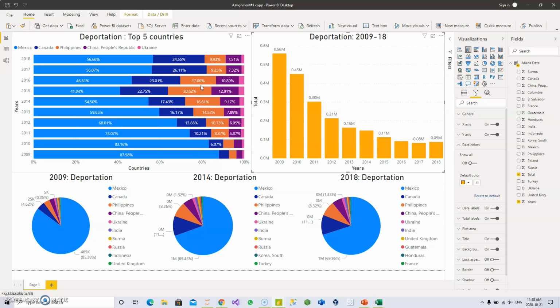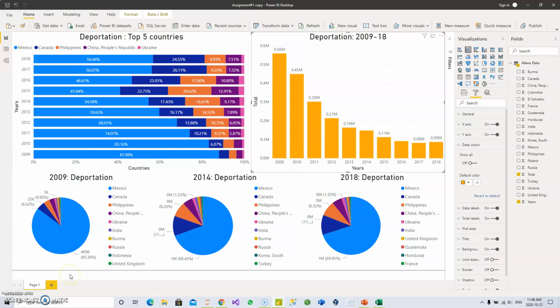And the third highest country is Philippines, which also shows a mixed trend of very low numbers in 2009. Again it starts increasing to reach almost 21%, and then reduces to 10%. The fourth country is People's Republic of China, which also shows a similar trend to Philippines. And the last is Ukraine, which has a very small share of 1 to 2.5%.